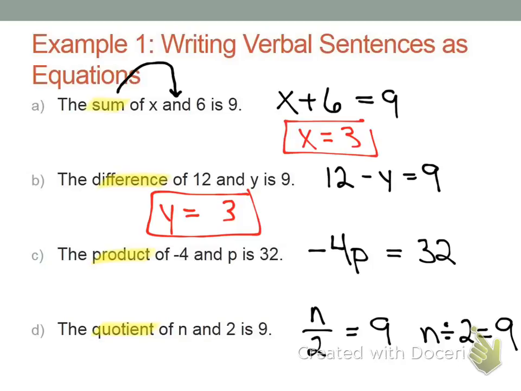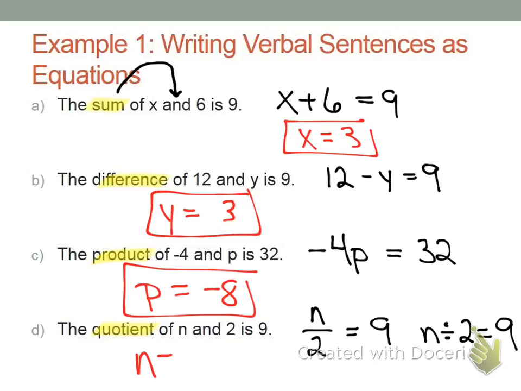What about C? Negative 4 times what number equals 32? Aria? She thinks 8. Do you agree? No. Negative 8. She's close. Why does it have to be negative 8? Because 32 is positive, and in order to get a positive answer, I've got to multiply two negatives times each other. So p equals negative 8. All right, very common mistake. Now what number divided by 2 is 9? N equals 18. All right, so 2 steps here, guys. Write it as an equation and then solve for the variable.